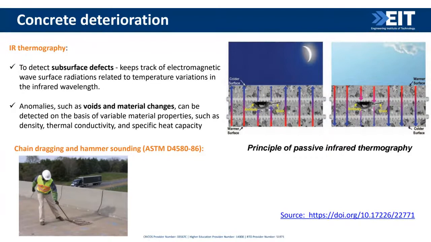So the other one, we have the infrared thermography, this to detect the subsurface defects, right? And these types of anomalies, we have the voids, we have the materials change. These can be detected, the materials properties can be detected. Types of properties, density, thermal conductivity, specific heat capacity can be detected using the infrared thermography. And this is a good one, this example we have here.